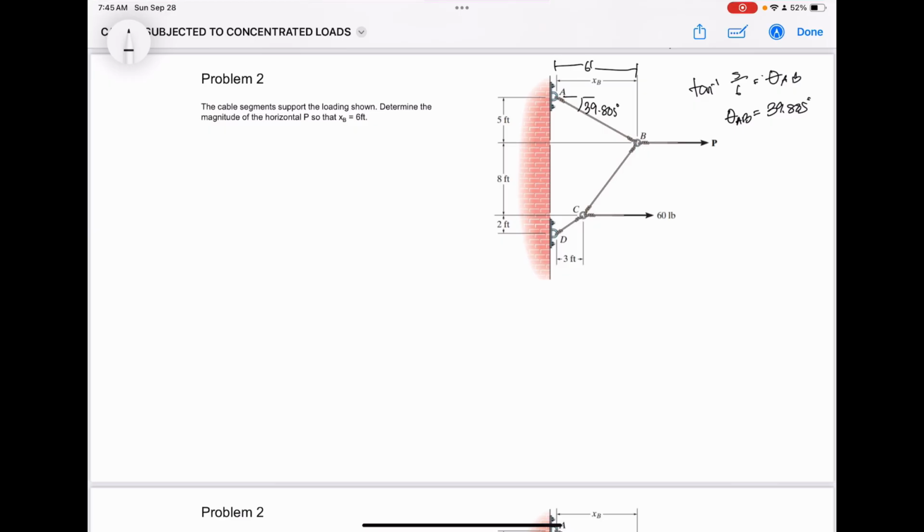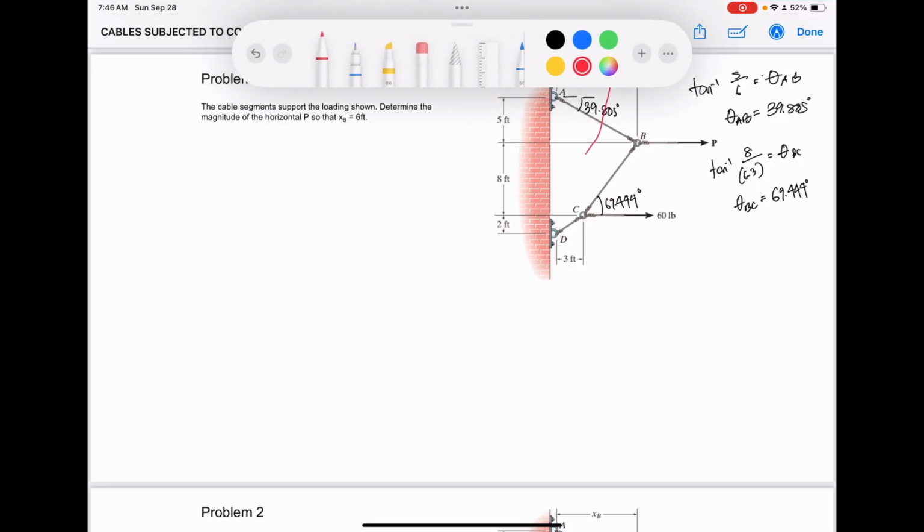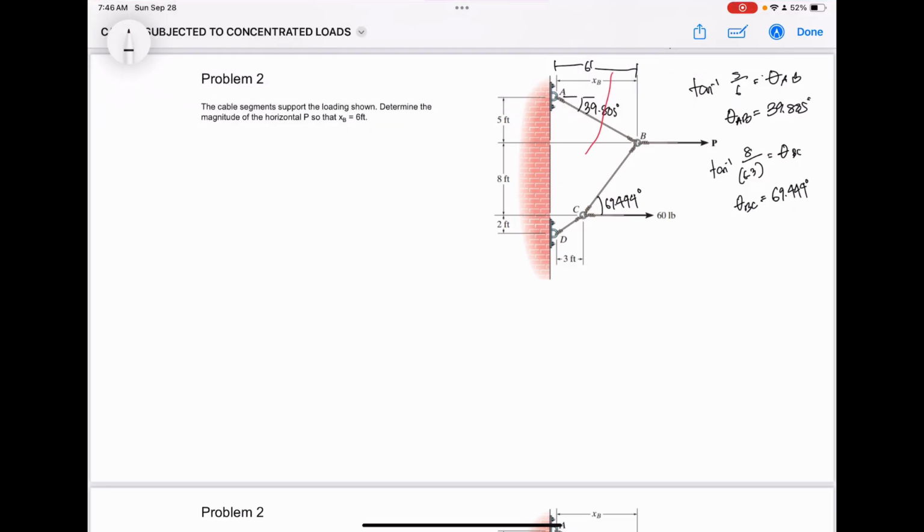Sa BC naman, tan inverse of 8 all over 6 minus 3 is equal to theta BC. Theta BC is equal to 69.444 degrees. So we can solve this by doing the method of sections. We can cut here. So, gawa tayo ng FBD.